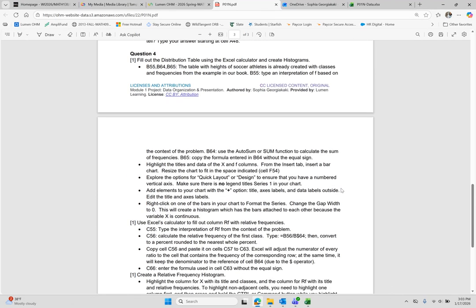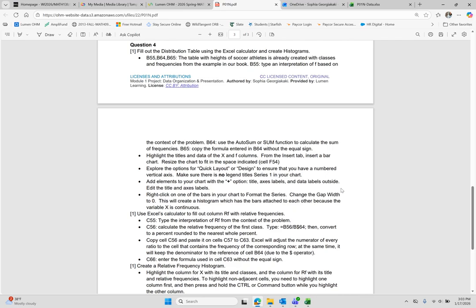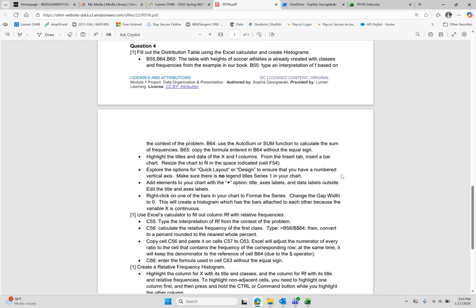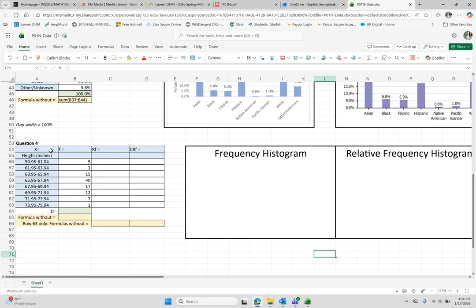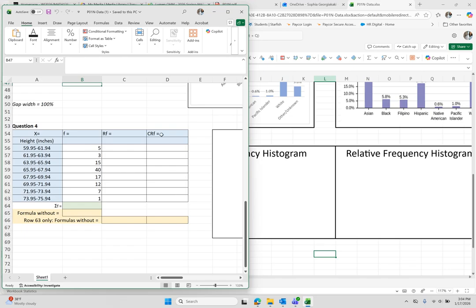1, 2, and 3 of Project 1 in our statistics course, and this video will deal with question 4. Question 4 will create histograms for the frequency, relative frequency, and cumulative relative frequency of the heights of soccer players. So again, we will do this online in Microsoft Online, and we will also do this in Microsoft Desktop. So we are continuing from where we left off.